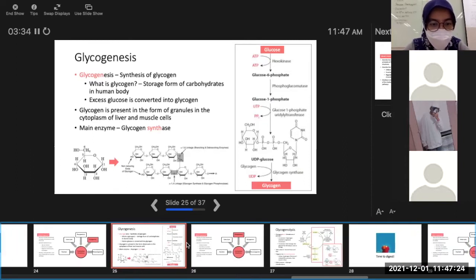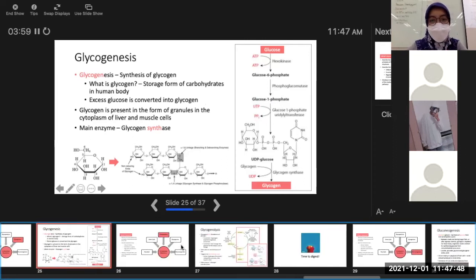So for glycogenesis, to make it simple, just remember the purpose is to synthesize glycogen, because there's excess glucose and we need to store it. The starting point is glucose, the end point will be glycogen, and the main enzyme will be glycogen synthase. For glycogenesis, let's stick to that.